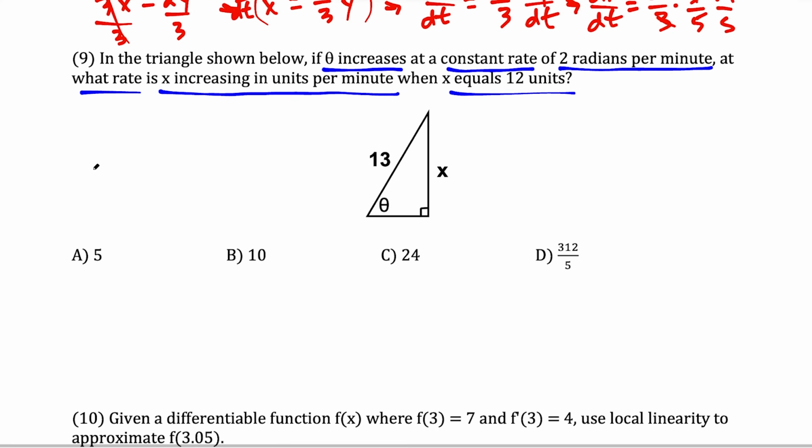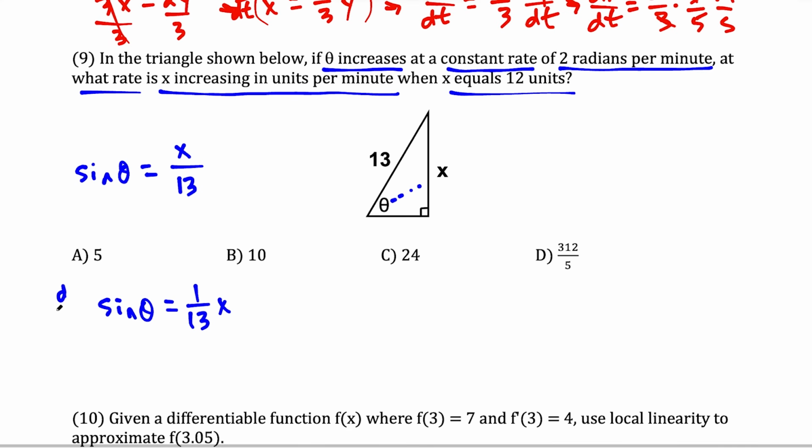So we could say that sine of theta is equal to the ratio of the side opposite of theta, so we have x, over the hypotenuse, the side opposite the right angle, is 13. So since in a moment we're going to have to take the derivative of this, I'm going to rewrite this. I'm going to say sine theta equals 1 over 13 times x. So I'm doing this so that I don't have to use the quotient rule on the right side.